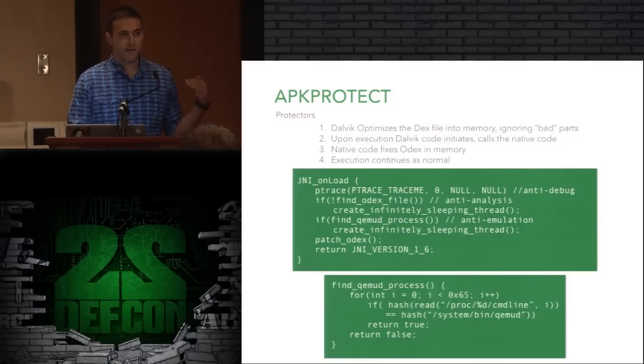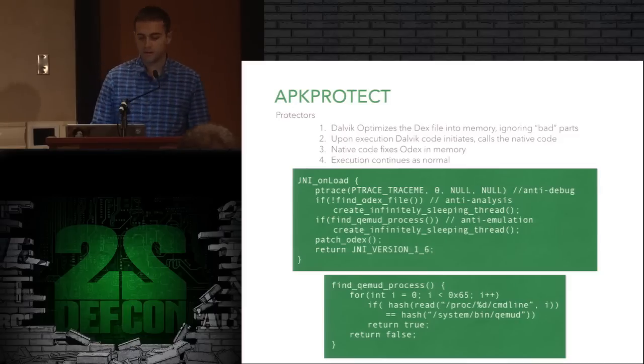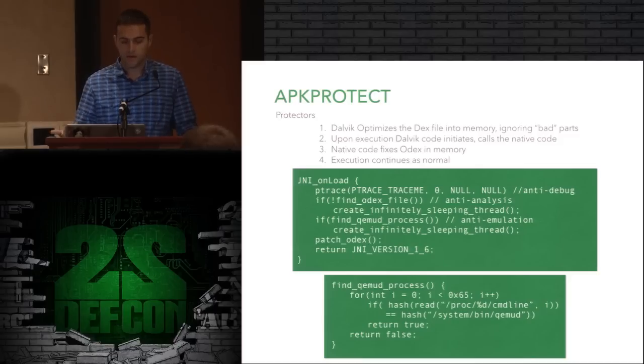It basically sees the bad parts and it just goes, I don't care about these. I'm just going to skip it, leave it in memory, and maybe we'll just deal with it later because it doesn't look like it's being run. Upon actual execution, the stub loads and it calls that JNI onload function right there.